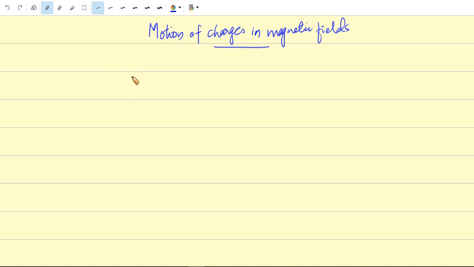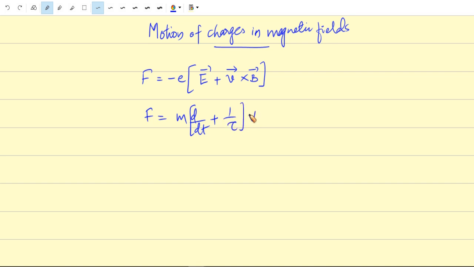So, the force on the electron of charge minus e is given by F is equal to minus e times (E plus v cross B). So, this is the force. Okay. But the force, we have force F is equal to m (d/dt plus 1/tau) times v. Okay, so this v is the drift velocity actually.